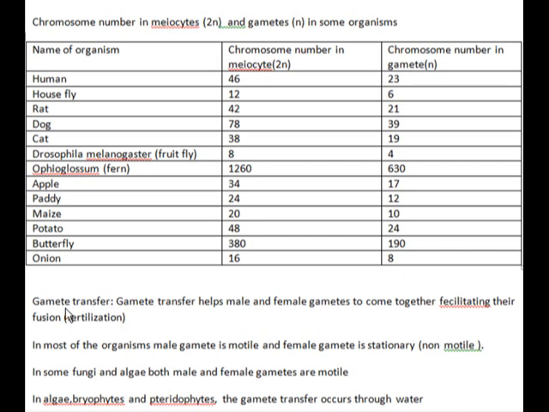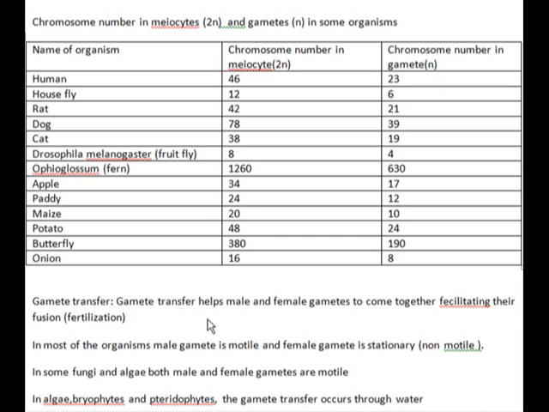Next is gamete transfer. So in the pre-fertilization events, there are two events. One is gametogenesis, after the formation of gametes. Next is gamete transfer. So the gametes are produced by meiosis so that their chromosome number is reduced to half, that is n number. And after the gametes are produced, these gametes are to be transferred so that zygote formation occurs or fertilization occurs.